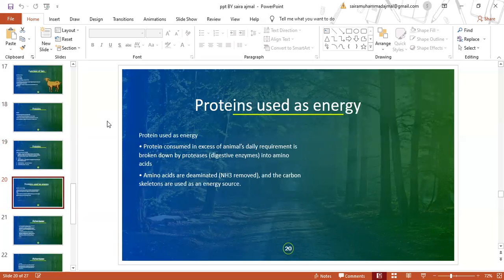Proteins used as energy. Protein consumed in excess of the animal's daily requirement is broken down by protease into amino acids. Amino acids are deaminated and the carbon skeletons are used as an energy source.